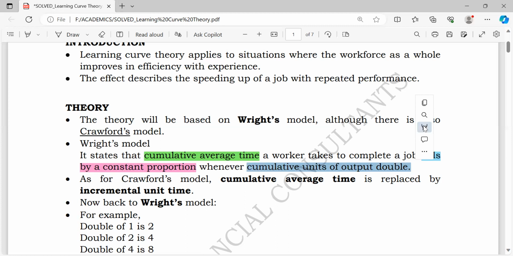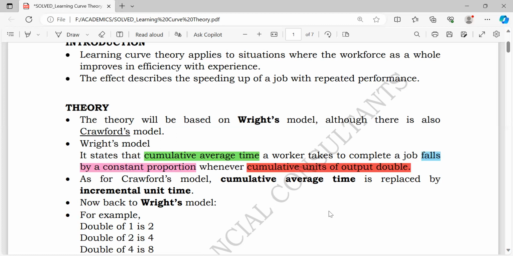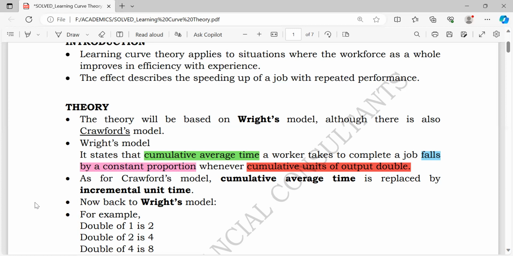So whenever we have the cumulative output and then it doubles, we say that time has decreased by a particular proportion, right? Let's say that the first unit takes 10 hours. If units double, you have 2 units. So the average of producing 2 units would be, let's say the time decreases by 20%. So the average time should be 10 hours times 0.8, which would be 8. So that's how we'll proceed. Actually, don't worry about this. We'll see the computations down here, right?